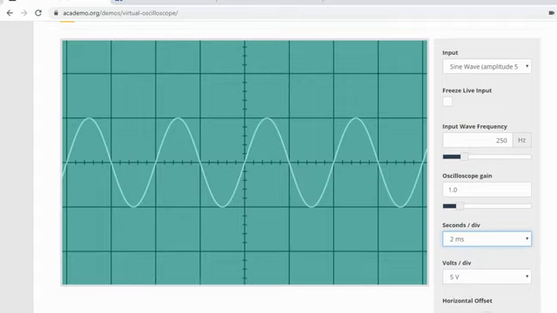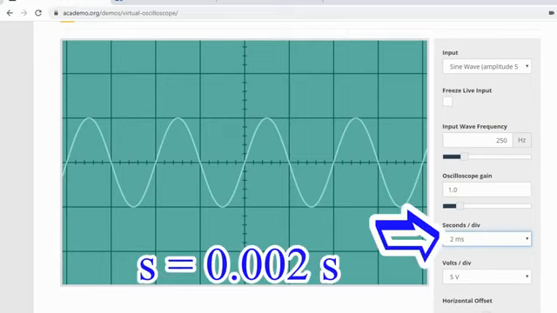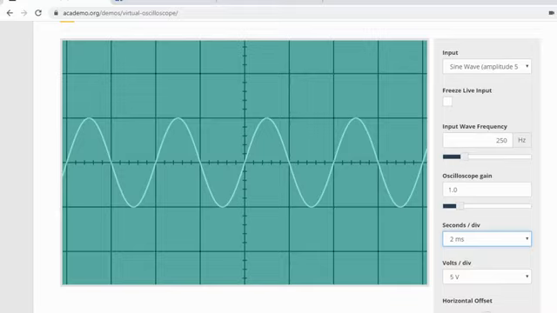And then finally, we're going to measure the seconds, which is 2 milliseconds, which is equal to 0.002 seconds. So that's going to be equal to little s. Now I have all the information that I need to calculate the frequency of this wave.